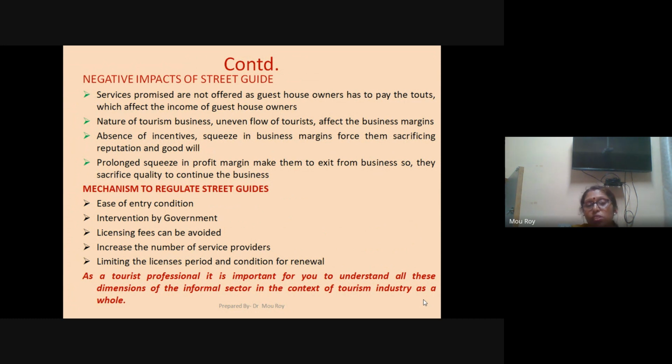So as a tourism professional, it is very important for you to understand all these dimensions of the informal sector in the context of the tourism industry as a whole. So that is something you should always remember.